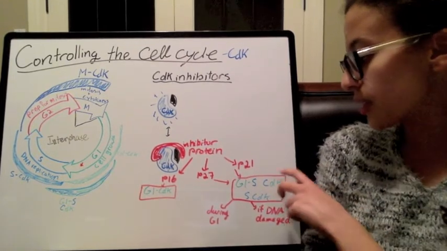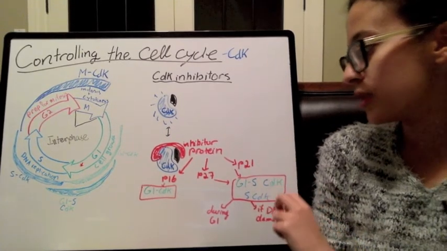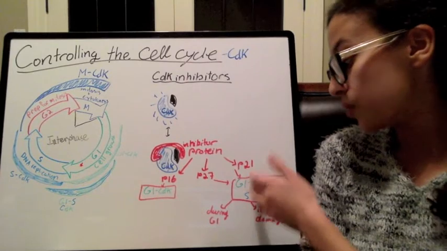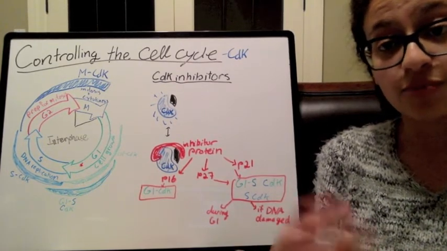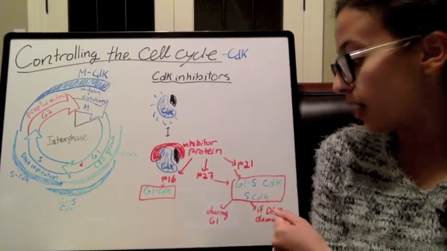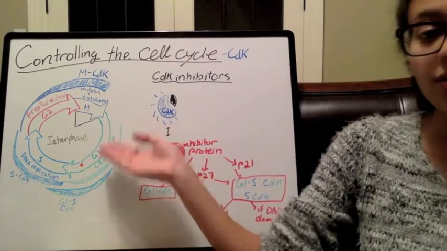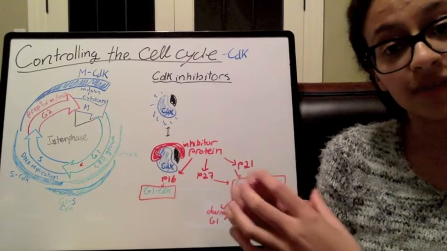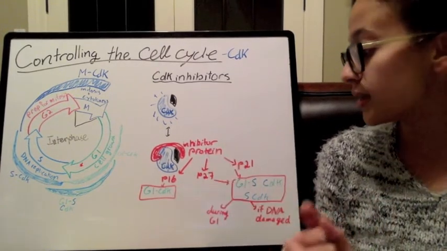So if you're suppressing both of those, these two proteins do that for different reasons. P21 does it if there is DNA damage, so you don't want to spread the damage to other cells, and P27 would block that during G1, because during G1 your cell is just growing and living its normal life. You don't want it to replicate its DNA at that point in time.